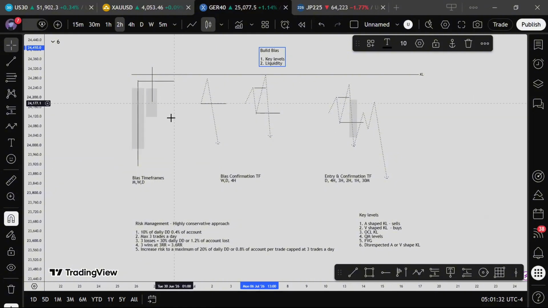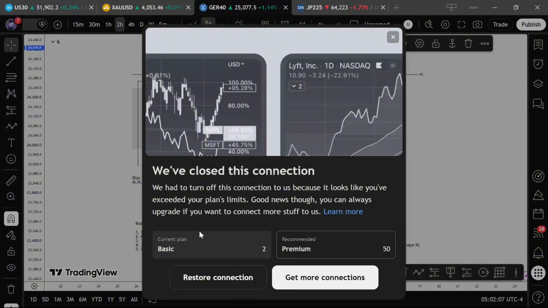You're building bias and we use key levels mostly, or we use liquidity, or we use both. So you have your higher time frame, your bias time frame. So we have monthly, weekly, daily. These are good for building your bias. And then we have the confirmation time frames, which is just dropping a time frame lower to confirm that indeed your key level, your rejection, or your candle closures actually align.